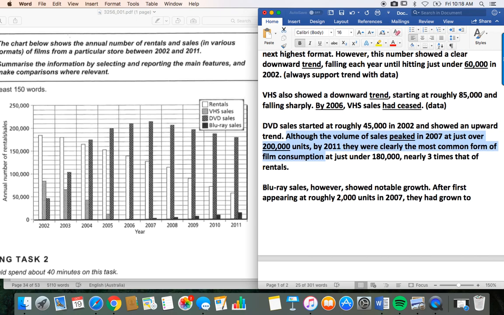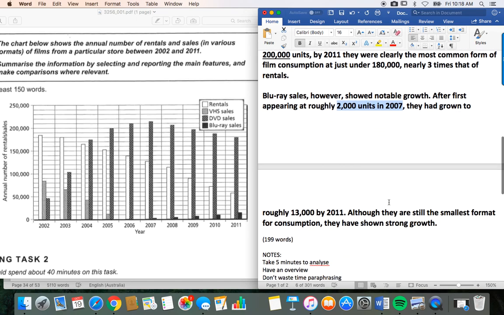Then, again, one of the smallest, but you can't ignore this. Blu-ray sales, however, showed notable growth. So again, I'm not saying, oh, they're small. After first appearing at roughly 2,000 units in 2007, they had grown to roughly 13,000 by 2011. And again, could be 12,000, could be 13,000, it doesn't really matter. I still said roughly, so I've been careful.